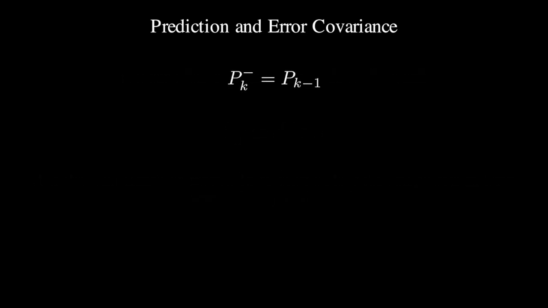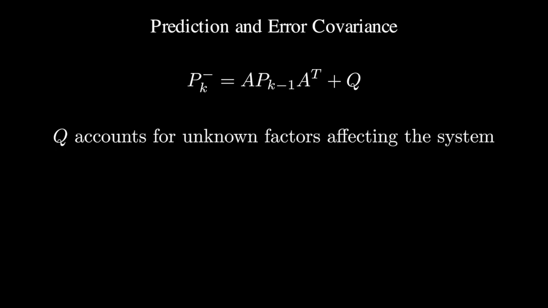For our predicted error covariance, we know that, like the state, it depends on its estimate from the previous step. However, the state transition matrix A also shows up here, but it's slightly more complicated. This is the equation. A by itself is used to project the previous error covariance into the next step, and A transpose ensures the correct transformation of uncertainty in state evolution. But don't worry too much about this. We are still missing one thing: noise. Q accounts for unknown factors affecting the system.